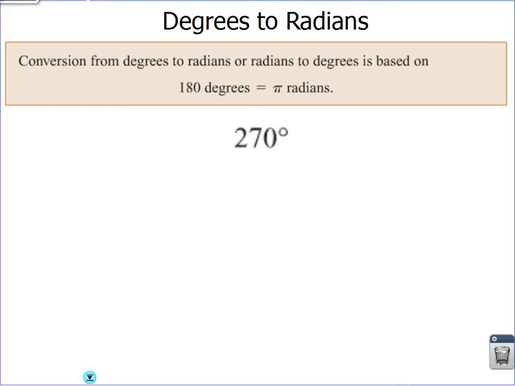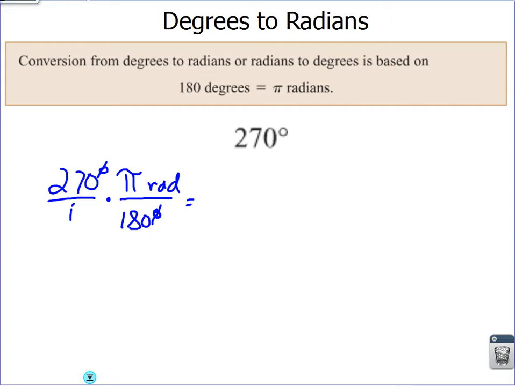Moving along, 270 degrees. Here's my suggestion for these. I'm going to show you the hard way of doing it, and then we'll talk about an easier way. 270 degrees. The hard way of doing it is what we've been doing. Now, the shortcut I'm fixing to show you doesn't work on all of them. I know that 180 degrees is equal to pi radians. That's what I'm multiplying by. I'm multiplying by 1, but I'm also going to multiply by this to get my degrees to cancel.